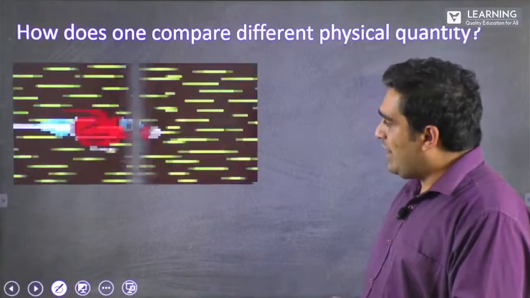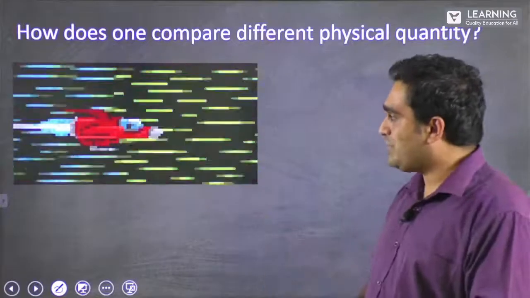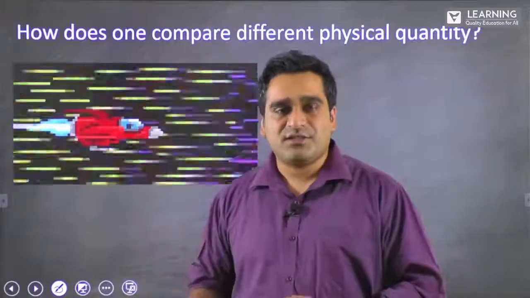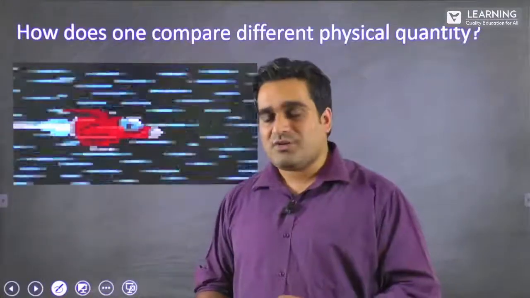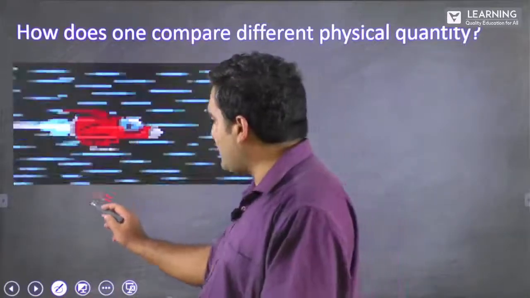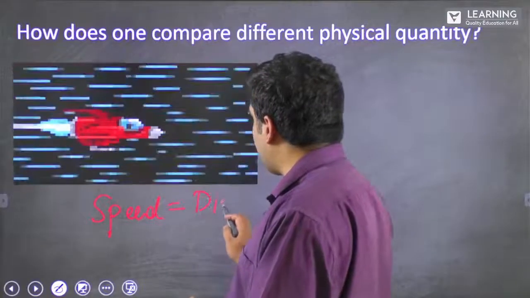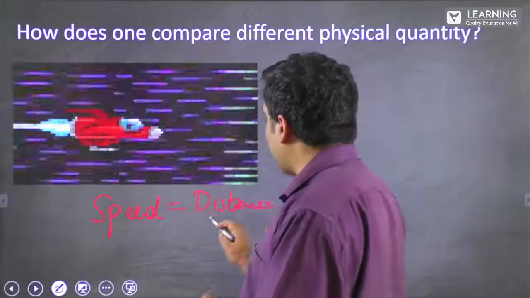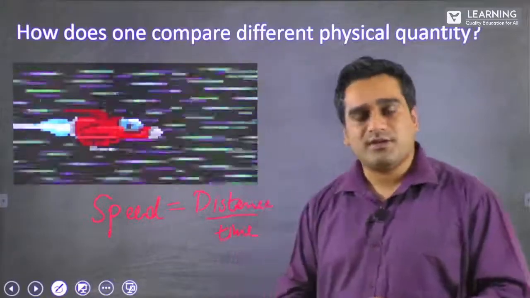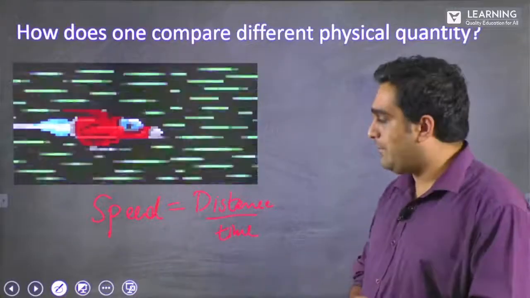So let us look into another example of this rocket ship which is zooming into space. This rocket ship which is moving, in order to identify how fast it is moving, you use a physical quantity which is called speed. Now, how we define speed is speed equals distance by time. I hope you remember this, because you have learned it in your primary as well as your high school, where you define speed as distance by time.